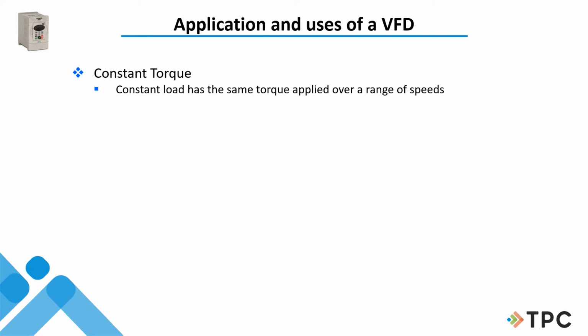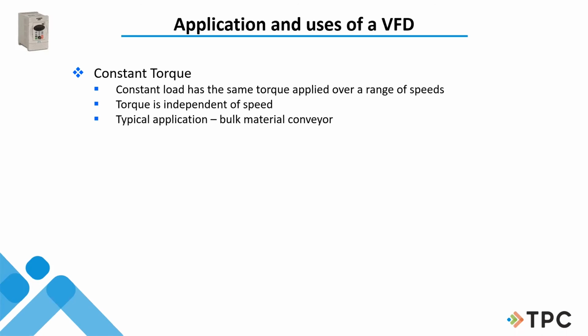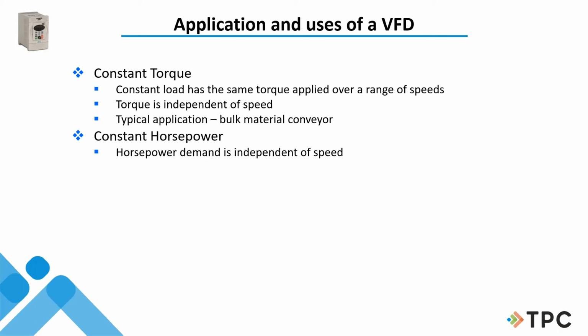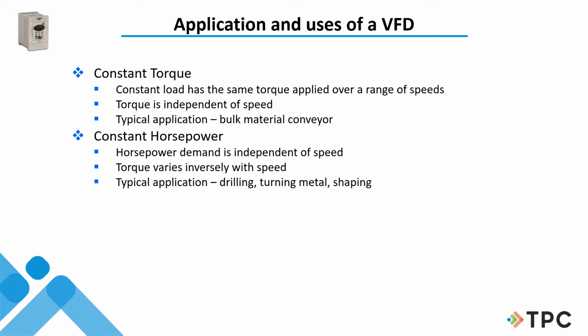Constant torque loads, where the torque is always the same, but I may change the speed. So I need to know about that. Conveyors and things like that are one of those. Constant horsepower, we have that. So demand is independent of speed. I always need that horsepower, but I may be changing the speed. Milling machines, things like that, a tool room or something. So again, guys, it's always about learning your load.